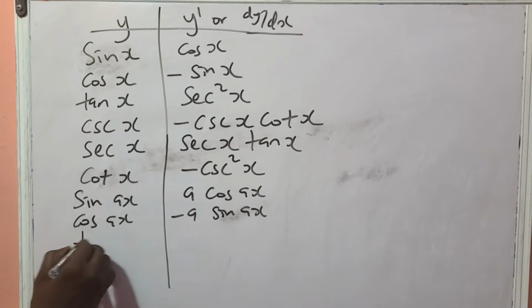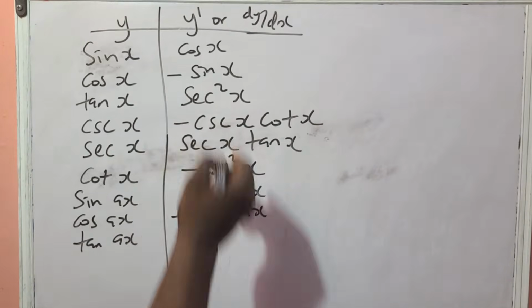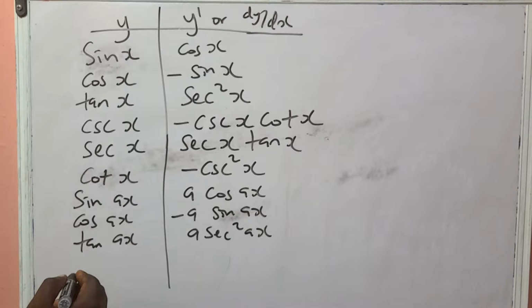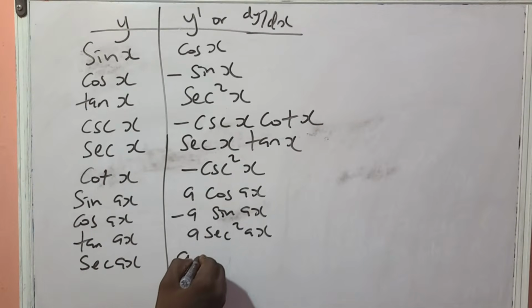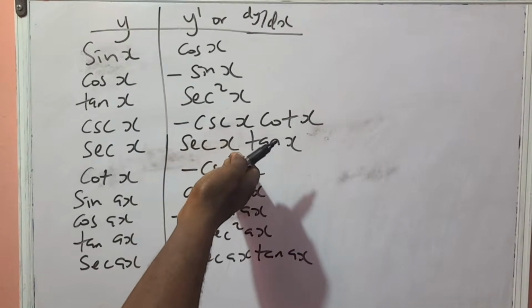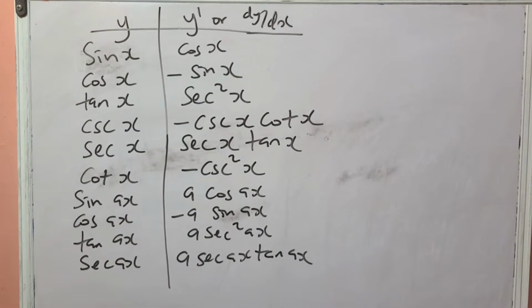If you differentiate tan ax, of course, you can guess it will go in this pattern: a sec square ax. What about if you differentiate sec ax? Of course, it will follow this pattern also: a sec ax tan ax. So you can understand that these first ones are the important ones. These other ones will flow along. You just understand the way it moves, and that's all.